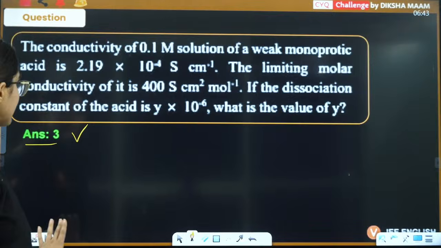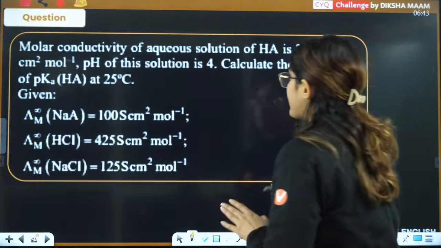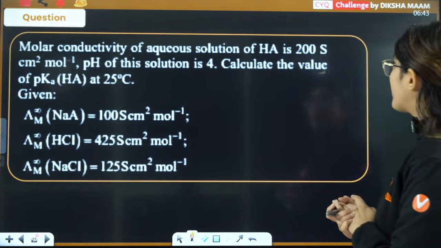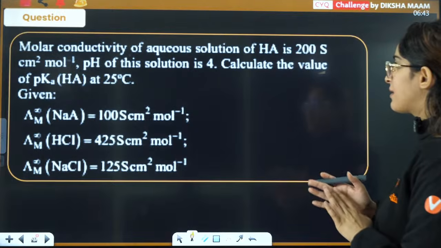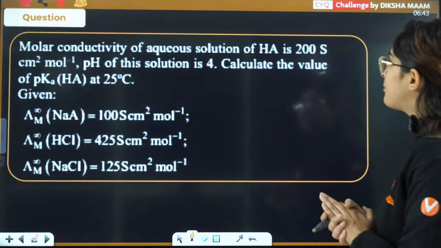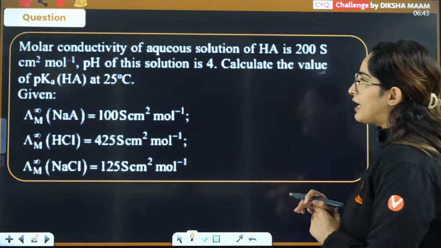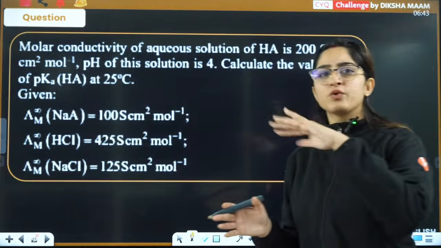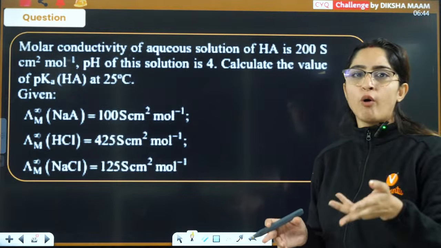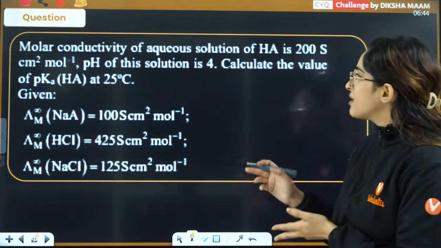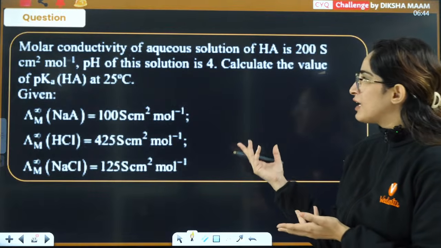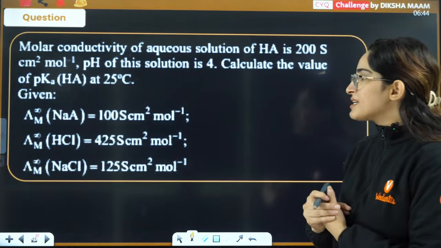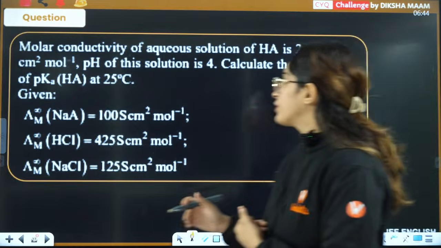Right, everyone? Next question is based on the similar thing. Molar conductivity of aqueous solution of HA is 200 and this is in Siemens centimeter square only. pH of the solution is 4, calculate the value of pKa, right? Can you see, first question was quite simple, a direct formula based question, but here pH is given, calculate the value of pK. What exactly they are trying to do, let's understand that, right? So pH is given, pK is given, let's see what we are going to do here.